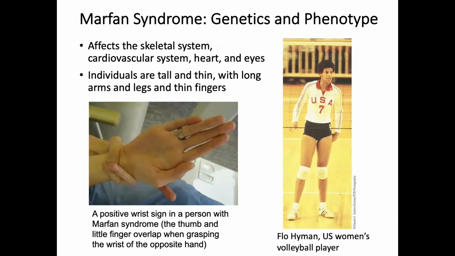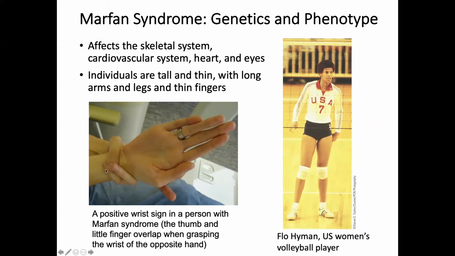Marfan syndrome affects the skeletal system, cardiovascular system, heart, and eyes, and the affected individuals are usually tall and thin, with long arms and legs and thin fingers. This picture shows a positive wrist sign of a person with Marfan syndrome, where the thumb and the little finger can overlap when grasping the wrist.